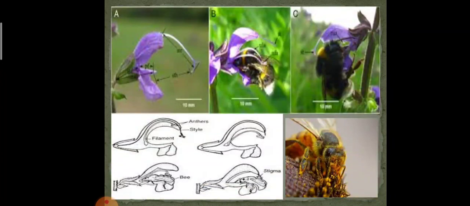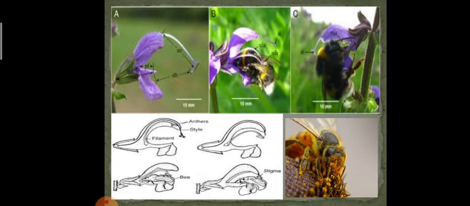First is insect pollination, entomophily. Here is the example of insect pollination in Salvia, which has a special mechanism known as the lever mechanism. In the first diagrammatic representation, you can observe the divergent anther, which has an upper and lower lobe, where the upper lobe is fertile and the lower lobe is sterile.